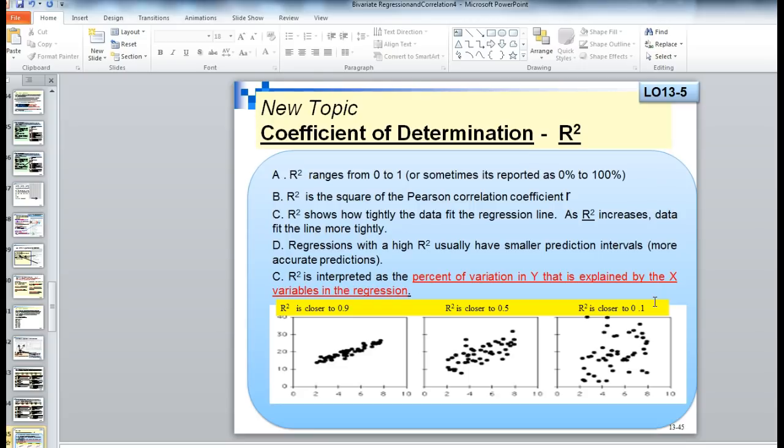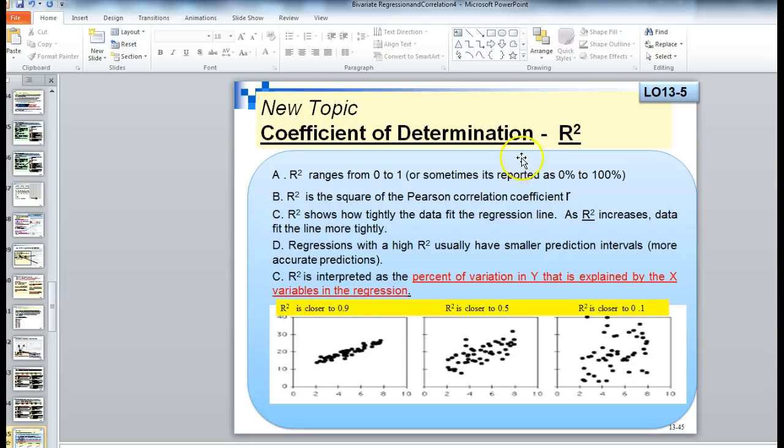All right, new topic. So far what we've done is we've put data into Minitab, we've gotten regression output, we've interpreted coefficients, given summaries and recommendations based upon hypothesis tests of beta equal to 0. Now we're going to go to a new topic, which is very important. It's called the coefficient of determination. It kind of informs us as to the quality of the regression. How well do the data fit the regression line? How strong is the association between X and Y?